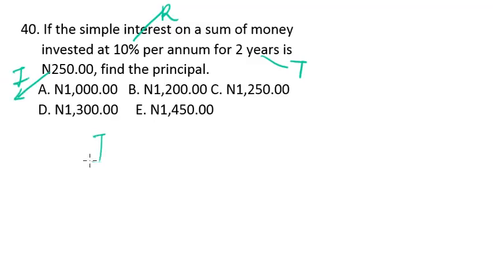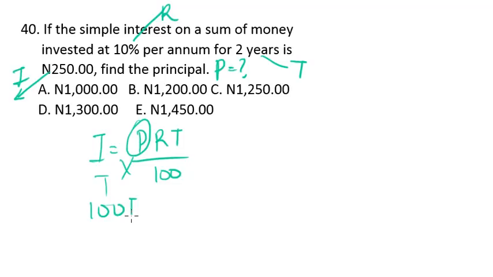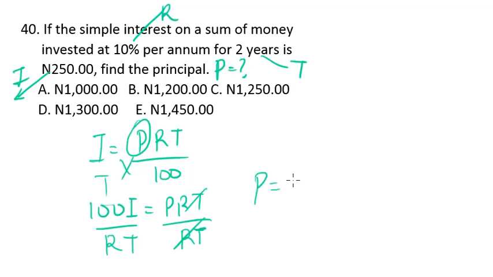We know that interest is equal to principal times rate times time all over 100. That's for simple interest. But we need the principal. So this is what we need. So we just cross multiply here, so that 100I equals PRT. Since we need P, we just divide the right hand side by RT, and we'll divide the left hand side also by RT. So this cancels this. So you have P equal to 100I all over RT.